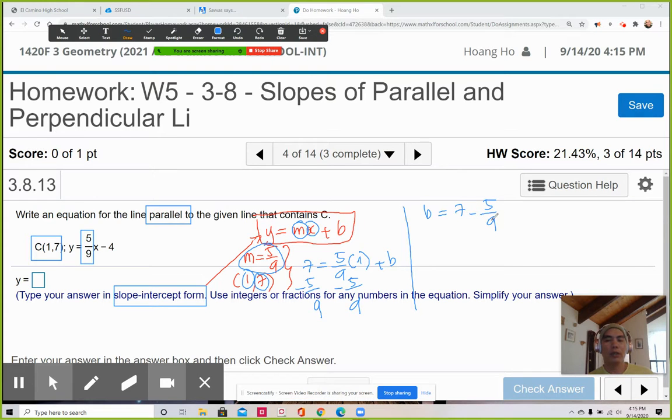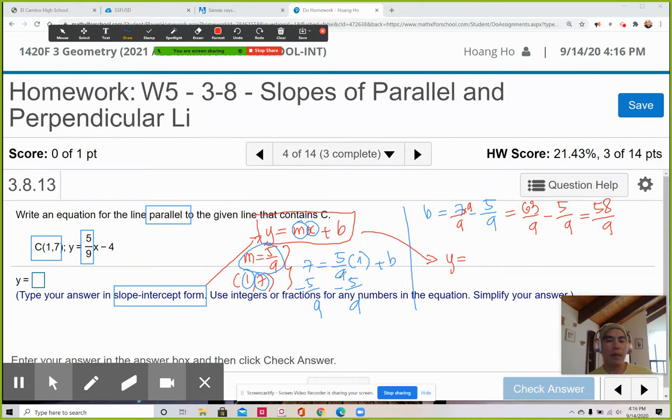An integer minus a fraction, so make sure you do a common denominator. So the common denominator here should be 9. So multiply by 9 up here, divide by 9. So you come out 63/9 minus 5/9. So you come out 58/9. So you got the b, you got the slope, so you can write your equation.